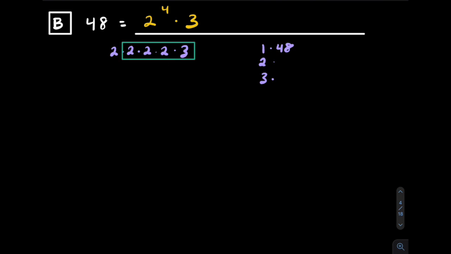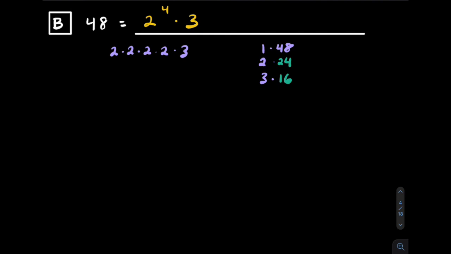If we know that 2 is a factor, we can box the rest of the prime numbers to find out what the other factor is. 2 times 2 is 4, 4 times 2 is 8, and 8 times 3 is 24. Hopefully this makes sense that 2 times 24 is also 48. For 3, 2 times 2 is 4, 4 times 2 is 8, and 8 times 2 is 16. 3 times 16 is also 48.